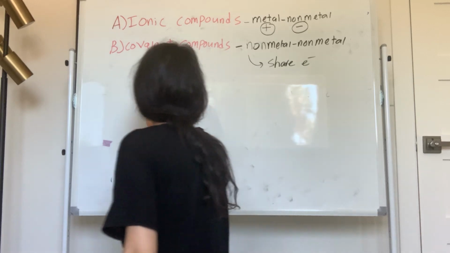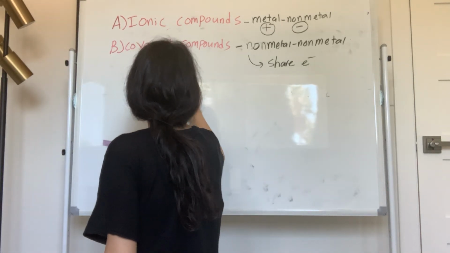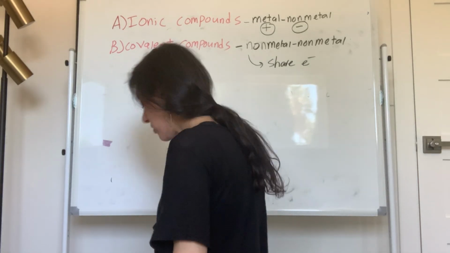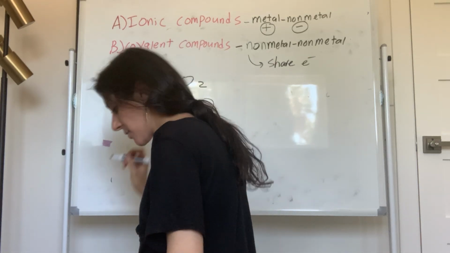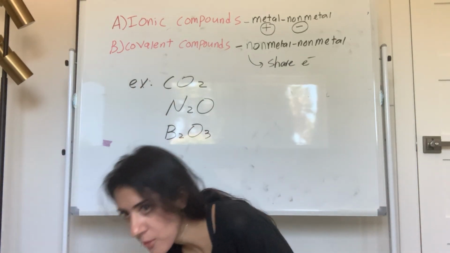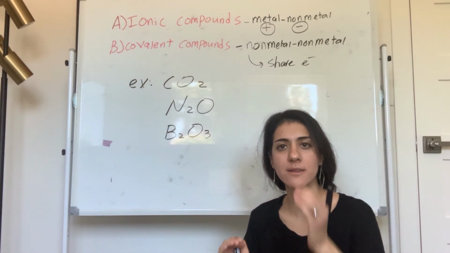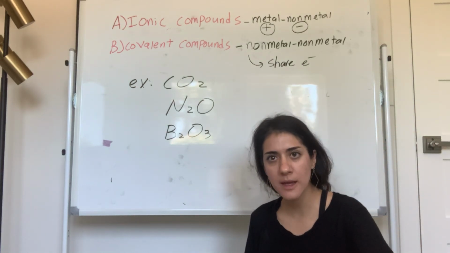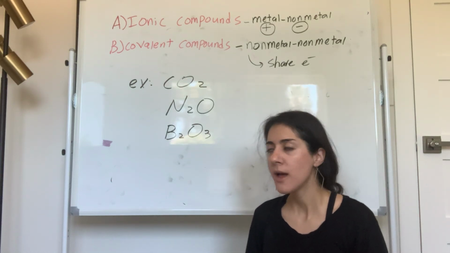Now, here are some examples of covalent compounds. CO2, N2O, B2O3. So again, you have two non-metals together, you have a covalent compound. There is no balancing of charges, right? Because no one is going to lose, no one is going to gain. There is no plus or minus. They're going to share electrons.